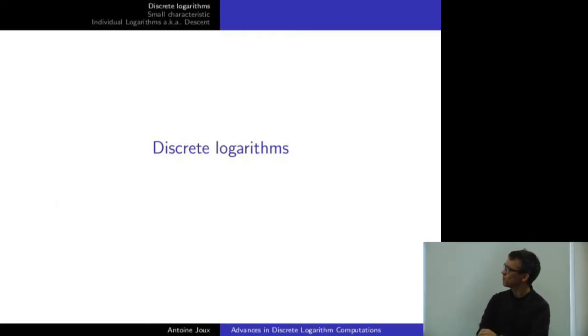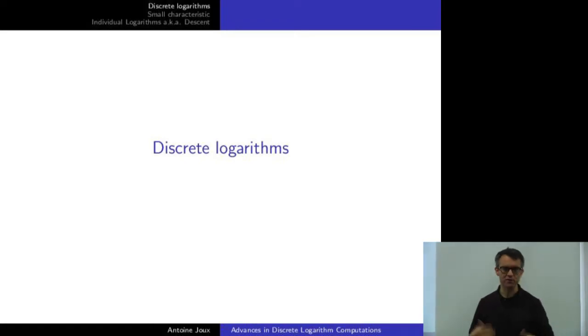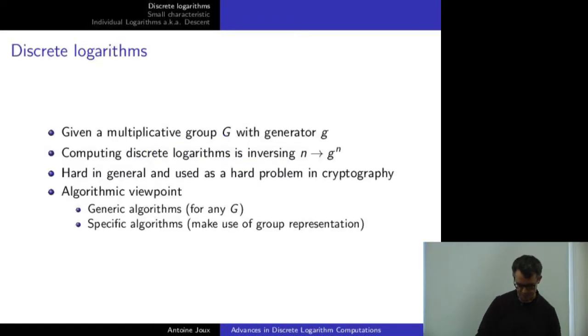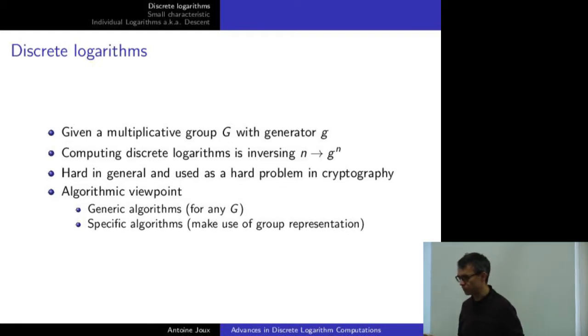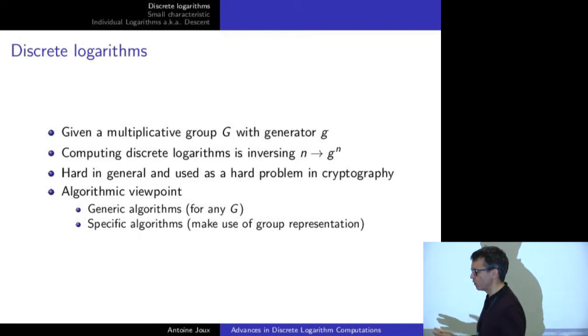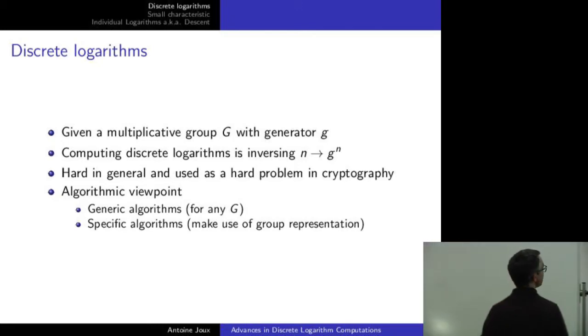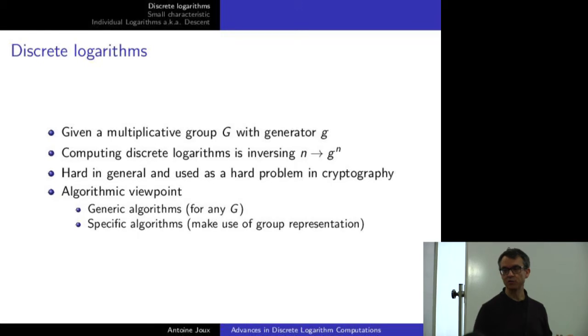Since we want to speak about discrete logarithm, we are first going to recall what these are and give some nice properties of the stuff. What we start with is a multiplicative group with a generator g. If I say that I have a generator, it means several things. It means that my group is going to be cyclic, and in fact, it's also going to be commutative. So I'm going to talk about a reasonably simple mathematical structure, this commutative group with a cyclic structure.